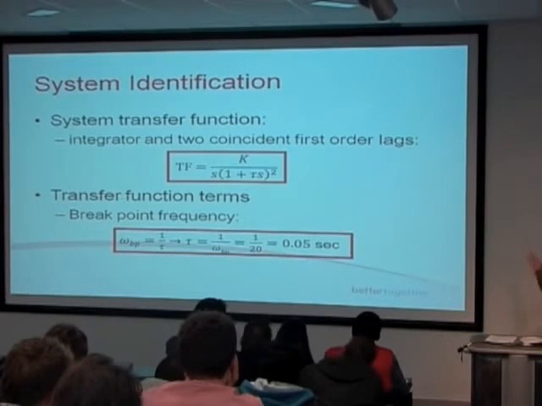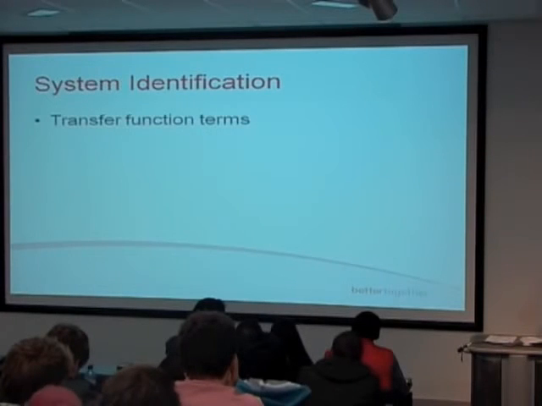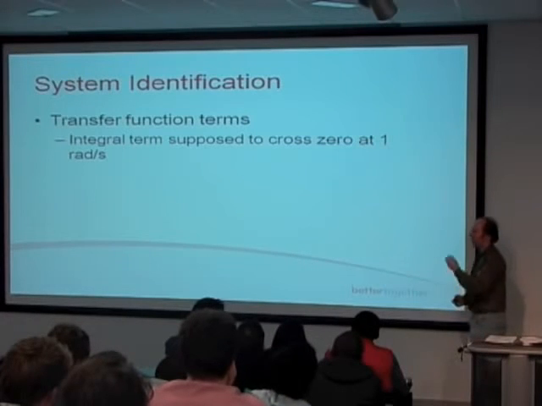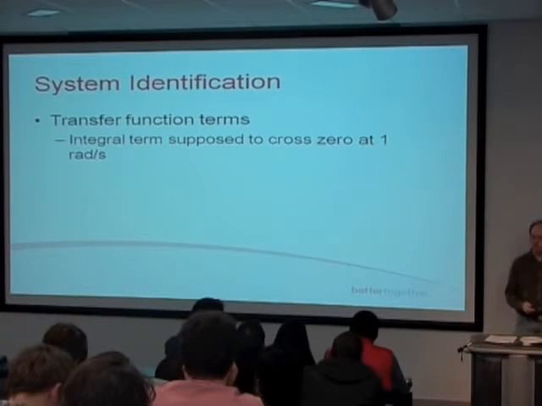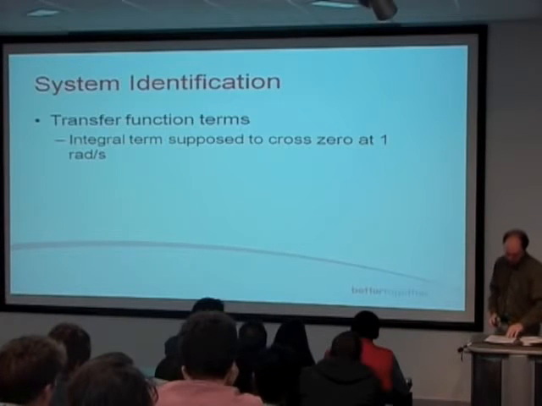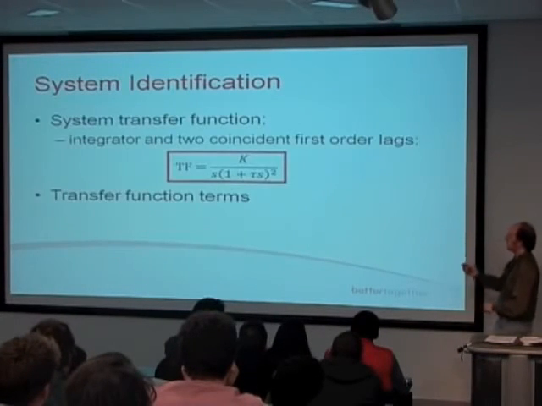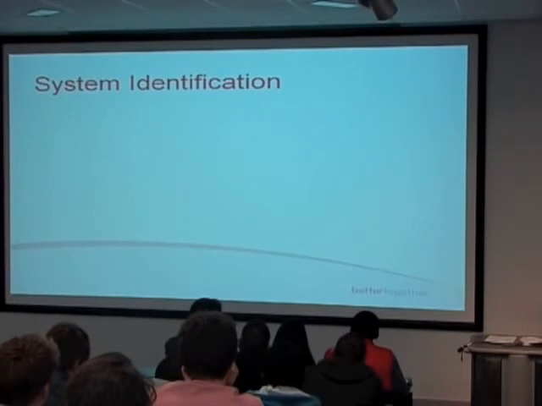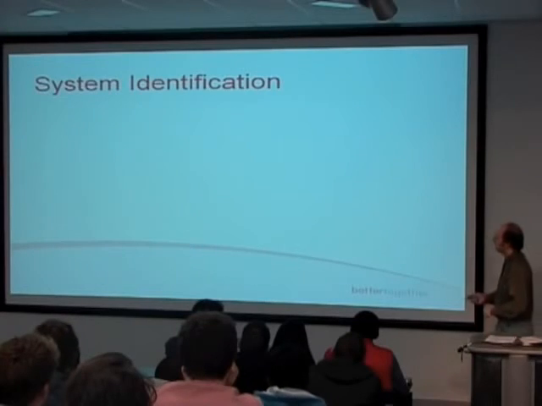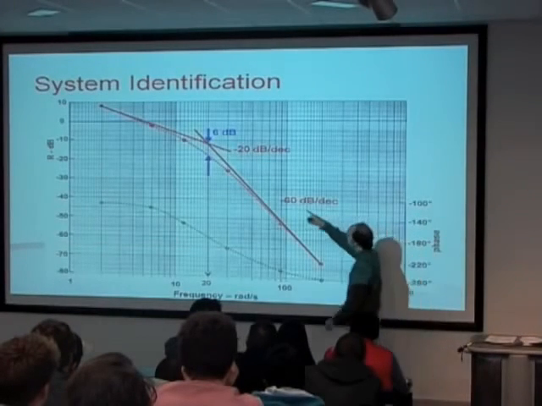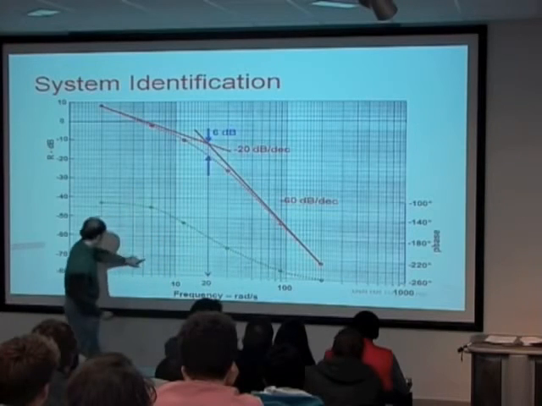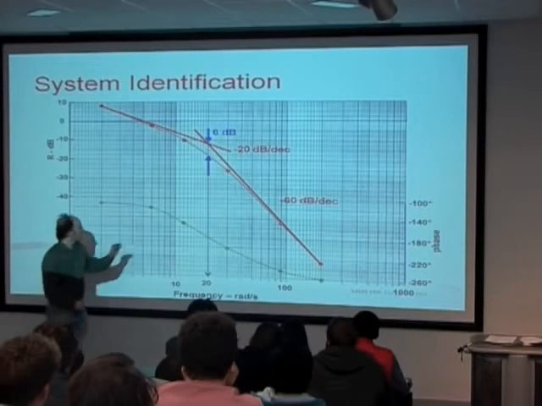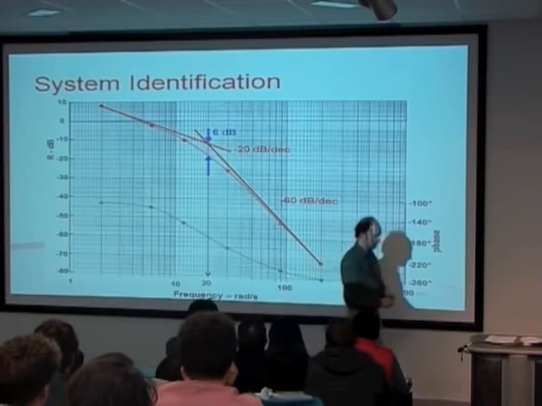And then to work out what k is, we have to look at the values. The integral term, like I said, crosses the zero line at 1 radian per second. Now, in this case, it didn't cross the zero line at 1 radian per second. If we go back to the picture, which we can do, we can see that it crossed the 0 point at about, what's that? 1, 2, 3, 4, 5 radians per second. So we can see that it crossed at 5 radians per second.